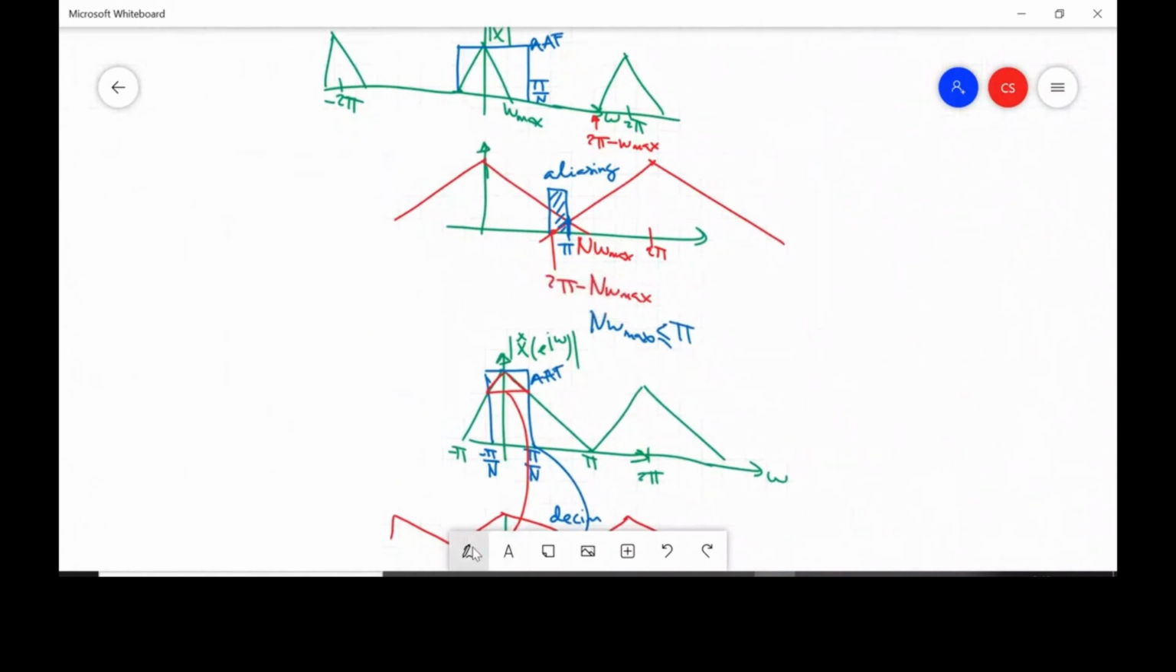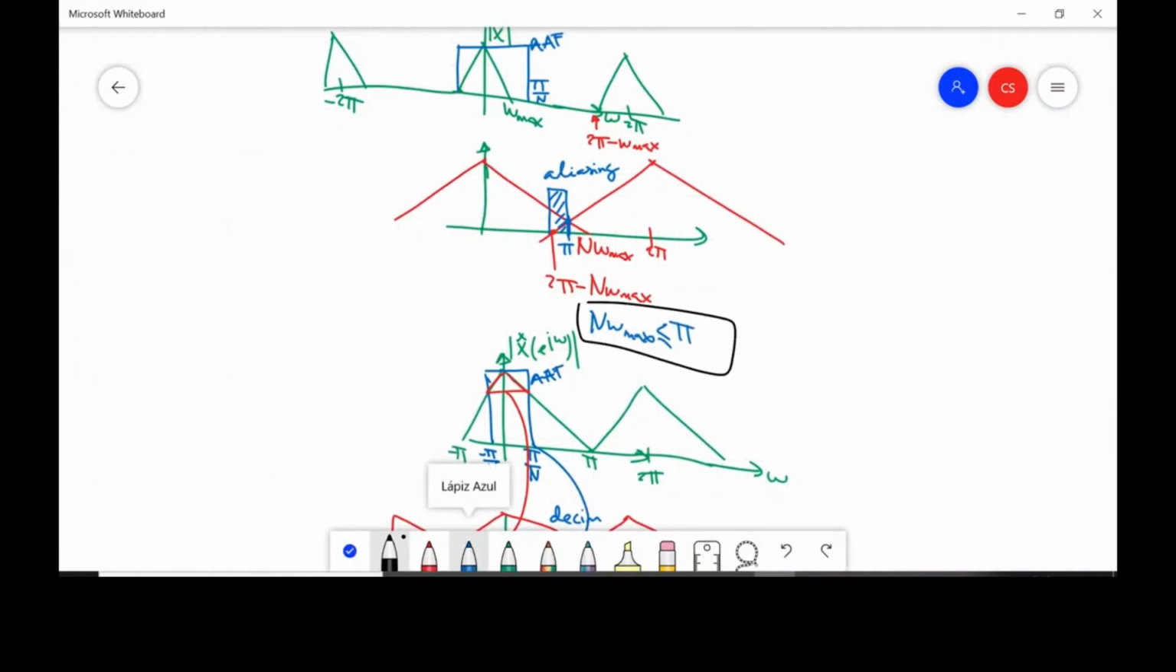So we have it here. This one, we have to guarantee that. That was in one dimension, but we have to guarantee that in both dimensions. So the maximum frequency that you have in your original spectrum times n, because you are going to do the downsampling, decimation by a factor n, has to be smaller than pi. Because later, when you do the decimation, it will be expanded by a factor of n.